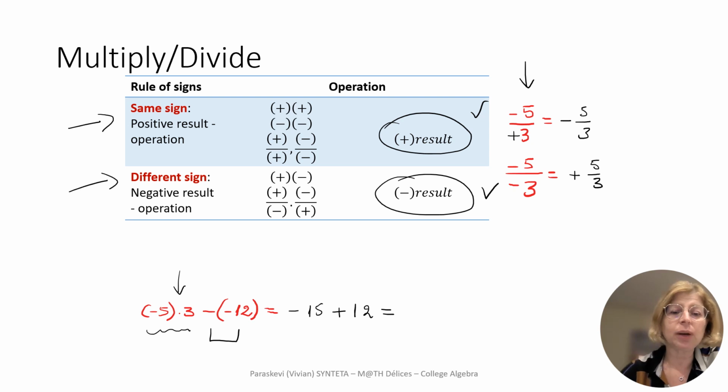And now we have to add two numbers that have different signs, and according to the rules of signs that we have seen in the previous slide, we will keep the sign of the bigger one, which is the 15, so the minus from the 15, and eventually we will proceed with subtraction. So 15 minus 12 will be 3, so the result is a minus 3, as we can see here.